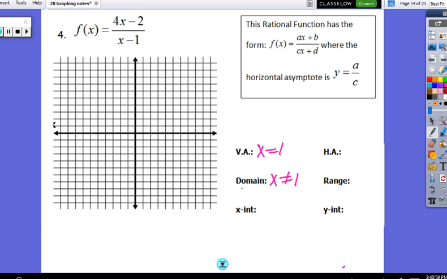Alright, my horizontal asymptote, because I have an x on the top and the bottom, I make a ratio of a over c. So a over c, my a is 4, my c is 1. So 4 over 1 reduces to 4. So that's going to give me my horizontal asymptote. So as always, we graph our asymptotes first. So y equals 4.